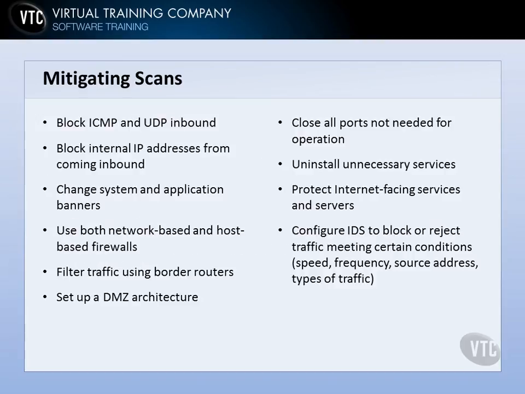So what are the things we need to look at and block and protect? Well, we want to block ICMP and UDP protocols into the network. In other words, if they're coming into our network from another network, we want to block them. We don't necessarily need those to come into our network. We also want to block internal IP addresses from coming into our network. Now, why would you think we might want to do that? Well, it's to avoid spoofing attacks.